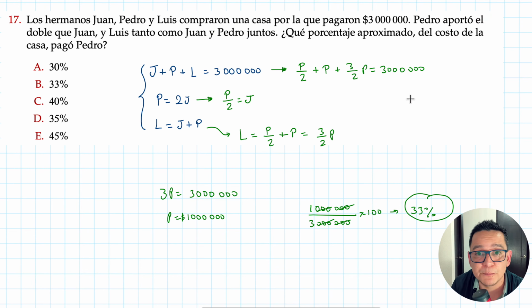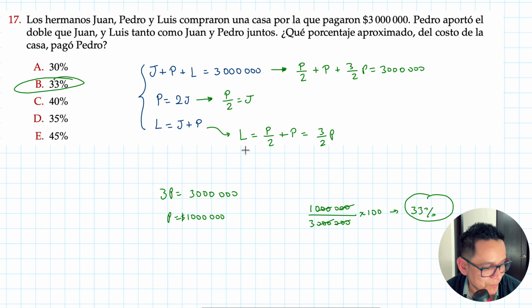33.3. But is it asking you for the approximate percentage? So option B is correct. Let me check first. Question 17. It says that the answer, I don't have it here. Here it is. Sorry. 17 is B. I put B. Correct. Good. That's it. Right. Done. That was easier since it was a system of equations.